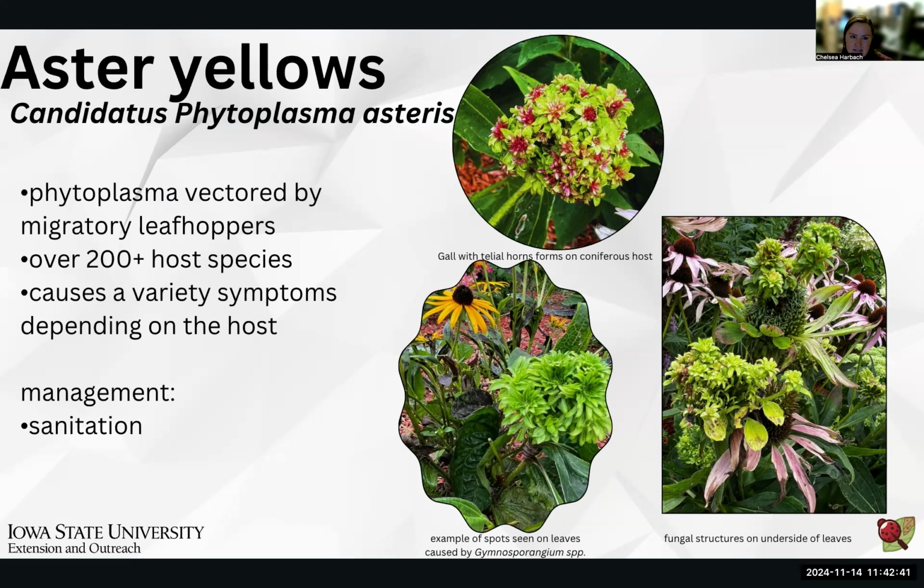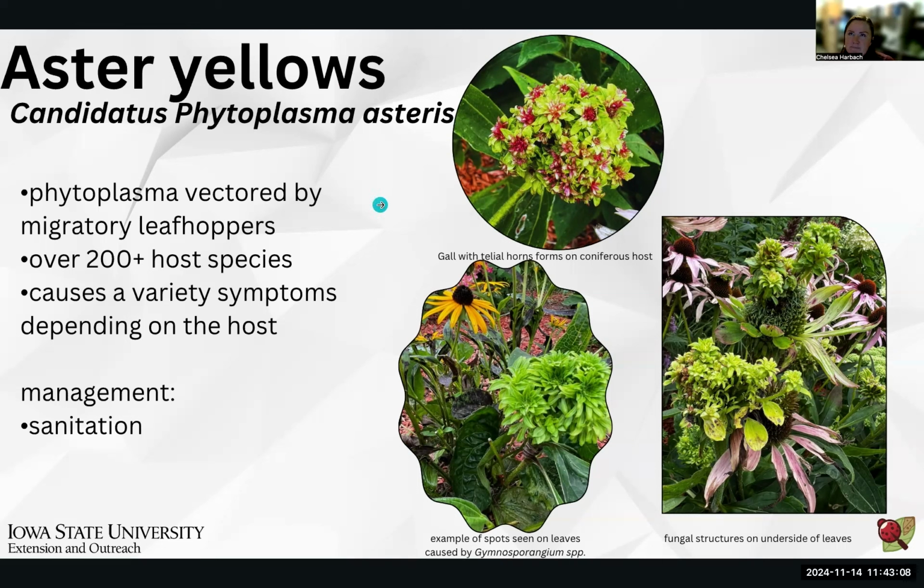They are fastidious, and that means that they live in the phloem, and that makes them particularly difficult pathogens to work with. These pathogens can't be cultured. In order to detect aster yellows, a molecular assay needs to be done. And this phytoplasma is vectored by a migratory leafhopper.